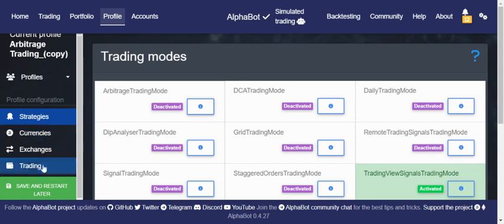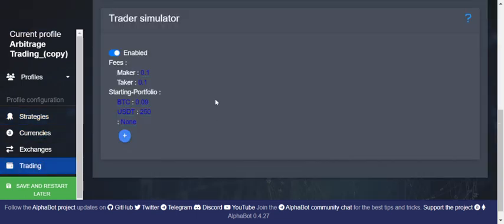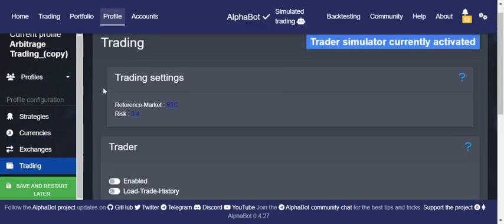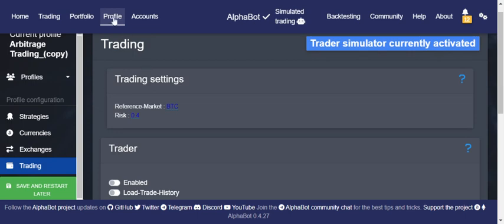And now you go to the strategies page. If you click on trading, then you find that your portfolio is now updated. Okay, so now we are going to our profile page.